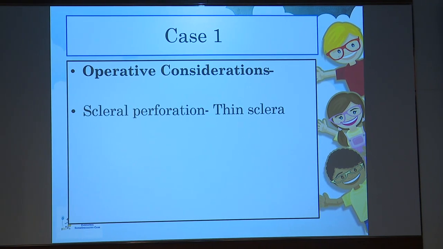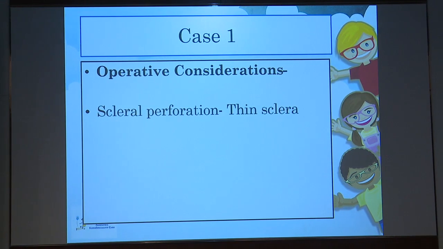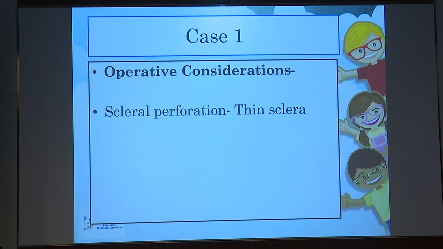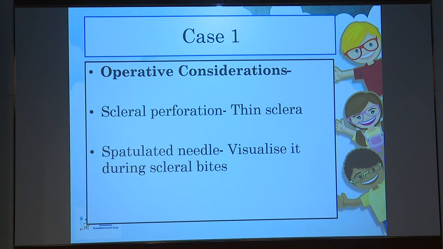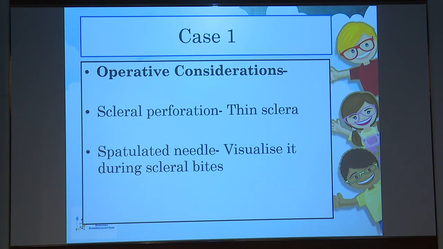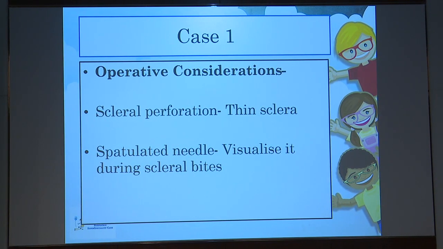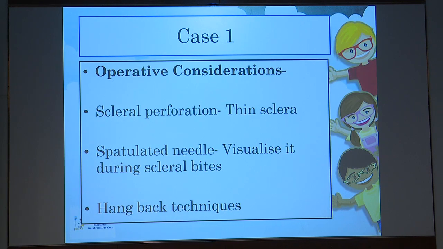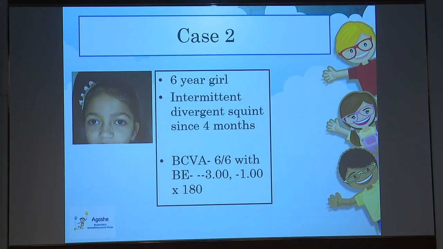Operative considerations. We all know that myopes have very thin scleras and hence are at risk for scleral perforation. We need to have a spatulated needle and visualize it completely during the scleral bites. Another option is to use hangback techniques for recession of the muscles.